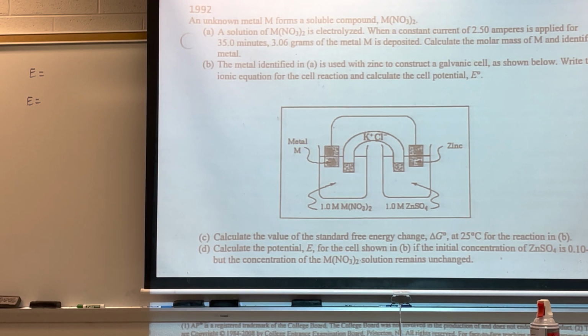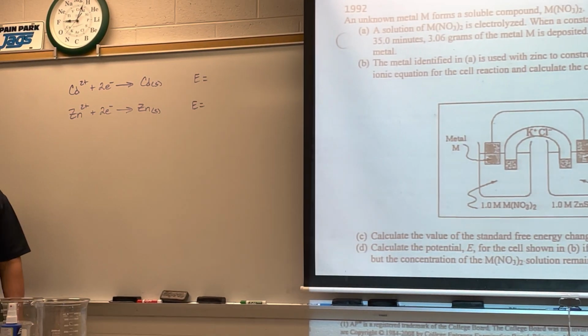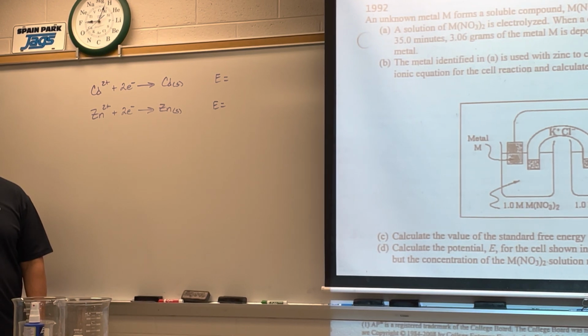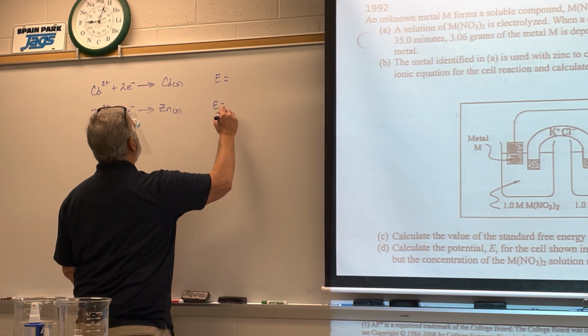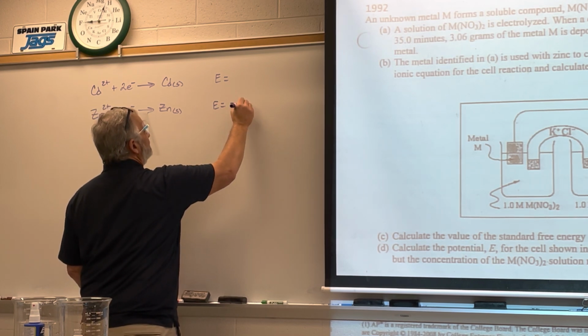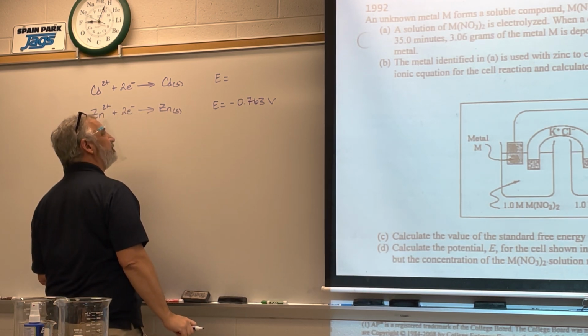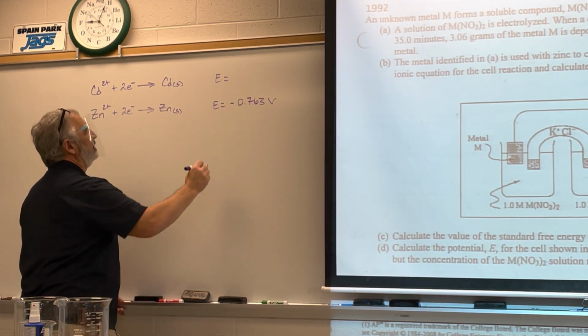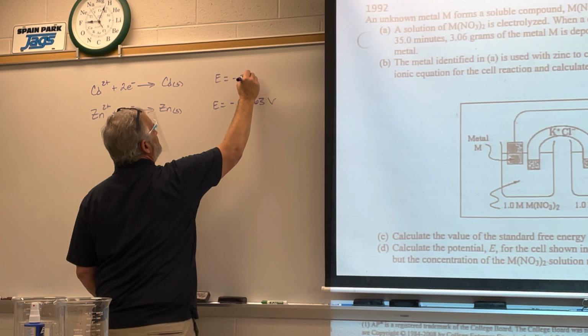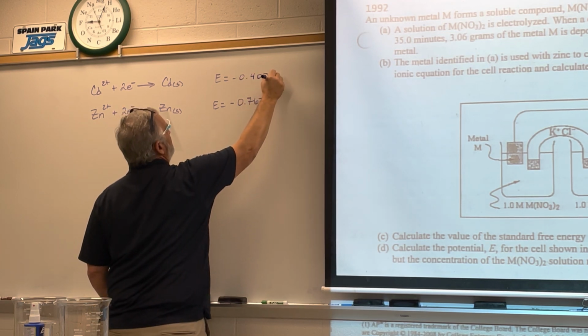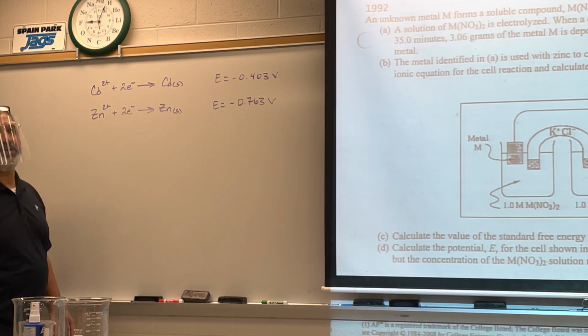Anyone looking it up yet? Copper's 0.34. And what's cadmium's? Negative 0.403. Okay, so those are the values that will be given.